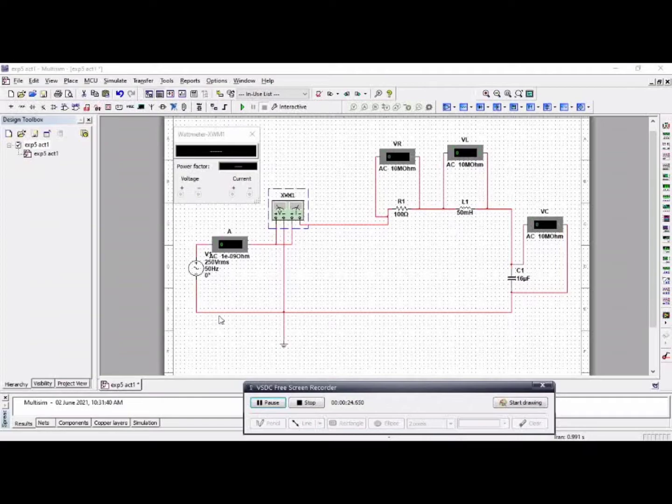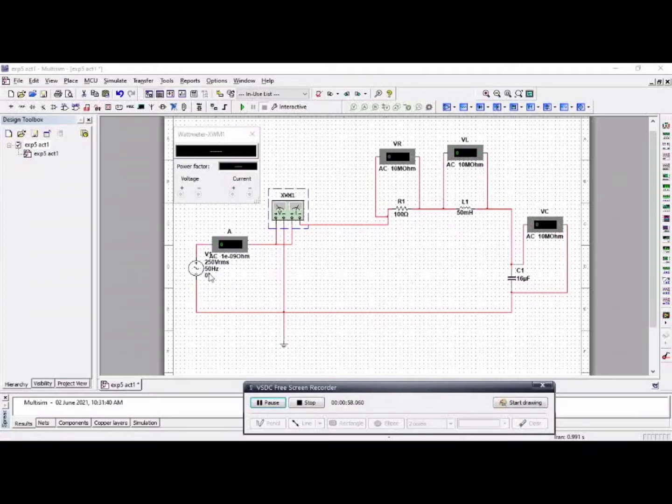Now I will present the simulation of activity 1, experiment 4 and experiment 5. The activity consists of a voltage supply of 250 volts at a frequency of 50 Hz, with a voltmeter, resistor, inductor and capacitor. We use the voltmeter to get the voltage for each resistor, inductor and capacitor.